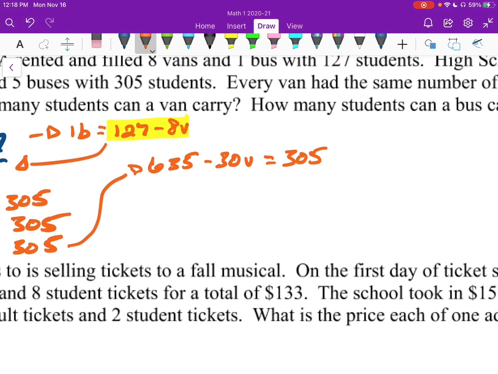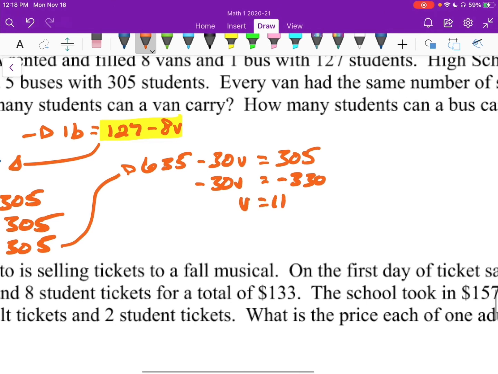I'm going to subtract 635 to the other side, so I'm going to type in my calculator 305 minus 635. So I have negative 30v is negative 330. To finish up, I'll divide by negative 30, and v is 11. So 11 people to a van.